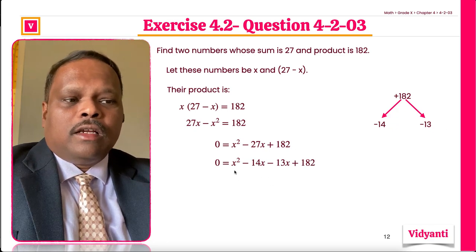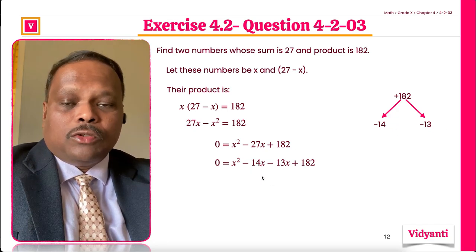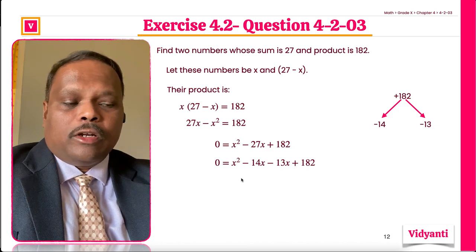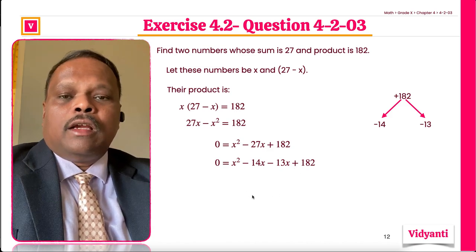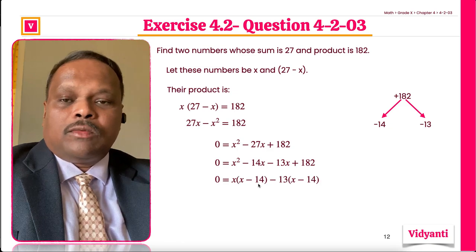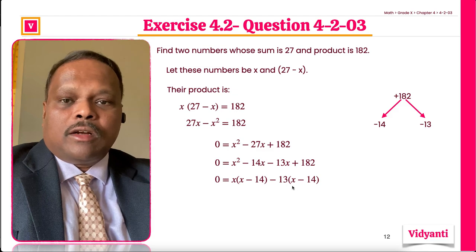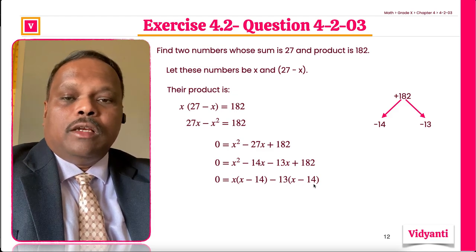13x. Let's do that. Now we will concentrate on the first two terms of the polynomial and last two terms of the polynomial. From the first two, I can take x common, so x minus 14 will remain in the bracket. From the last two terms, I can take minus 13 common, and x minus 14 will be remaining common.